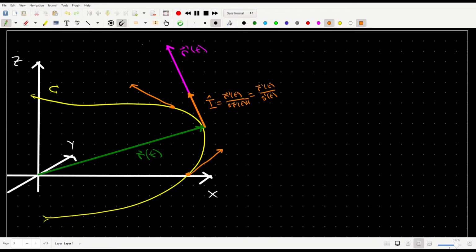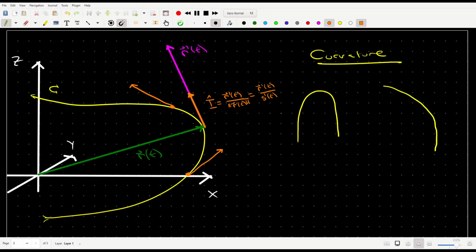Right? Our intuition for curvature should be the following. For two different curves, say this curve right here and this curve right here, I think it should be clear that this curve right here should have a very high curvature relative to this curve right here. It should have a low curvature. We're thinking of curvature as the general curviness of the curve.